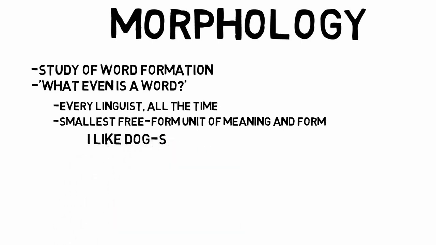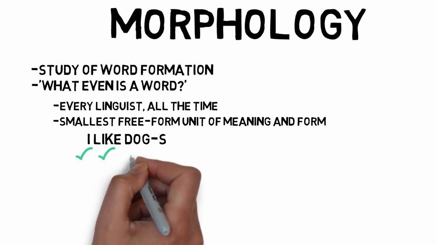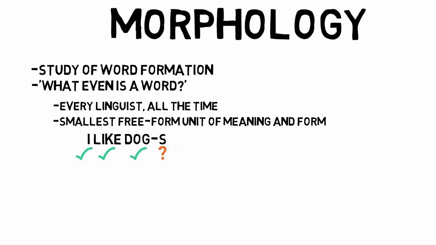For example, let's take the sentence, "I like dogs." I think here we can all agree that I, like, and dogs are all great individual words. But at the same time, we would say that the plural S on dogs isn't a word. So the question is why? Well, we can say things like I, which means me, and like, which means to enjoy something, and even dog, which is a four-legged furry friend. And we can say these in isolation without there being much meaning change.